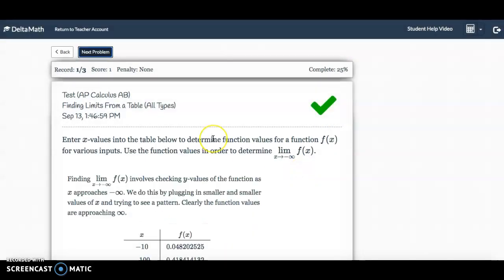All right, as long as you guys feel pretty confident with the format of these problems, we should be good to go.